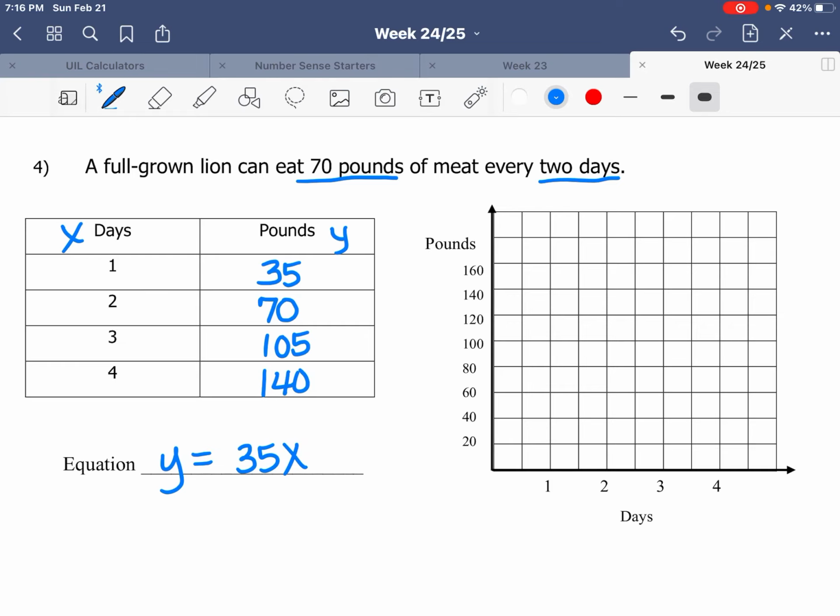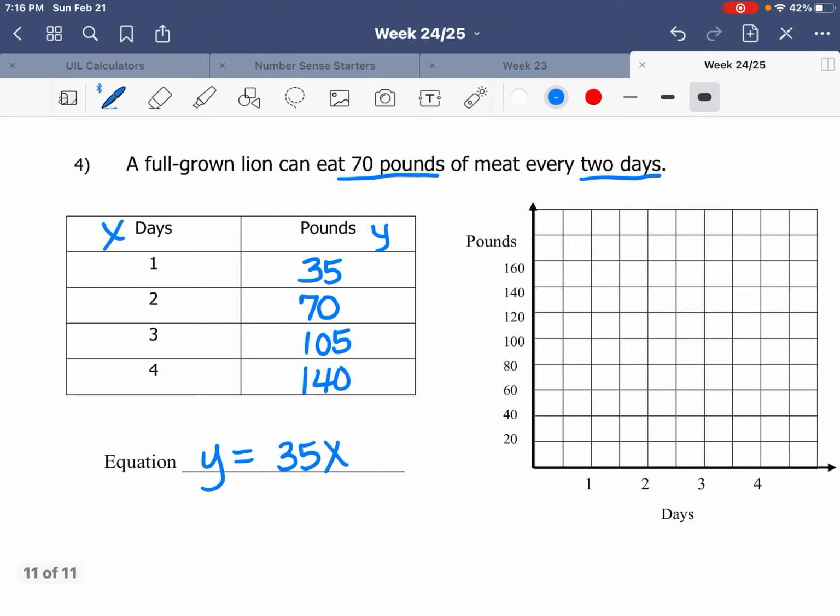So we'll put one day that lion will eat 35 pounds of meat. In 2 days, it will eat 70 pounds, somewhere between 60 and 80 on that graph. In 3 days is 105, so we'll put this kind of right here. In 4 days, it's 140. So I got pretty good on that one. It's a pretty straight line. How much will it eat in 0 days? Oh, 0 pounds. So this is a multiplicative relationship.